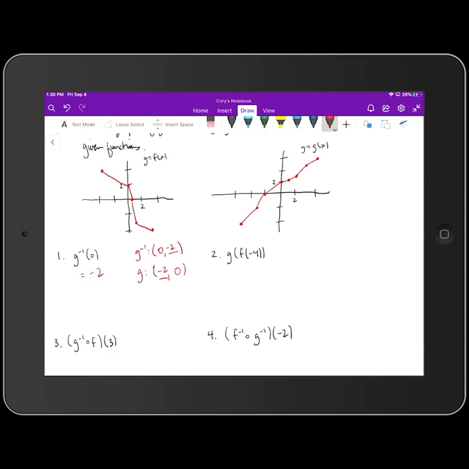Okay, so that's much more efficient than having to use the graph of g and then try to sketch the graph of g inverse to evaluate functions on that graph. Okay, let's take a look at number 2.